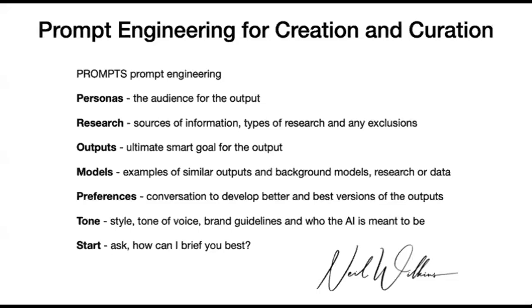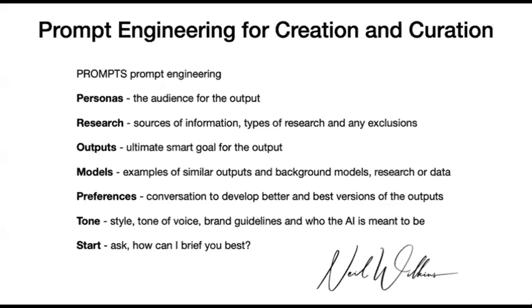O in the prompts acronym is for outputs. So this is the ultimate SMART goal for the output. What is it you actually really want this article or this piece of content or this social media post to do? Be super targeted. Really smart goals will enable the AI to get really precise outputs for you.